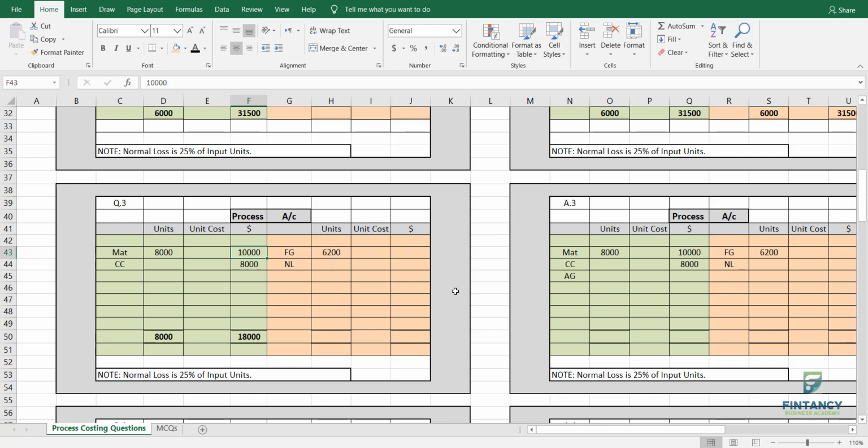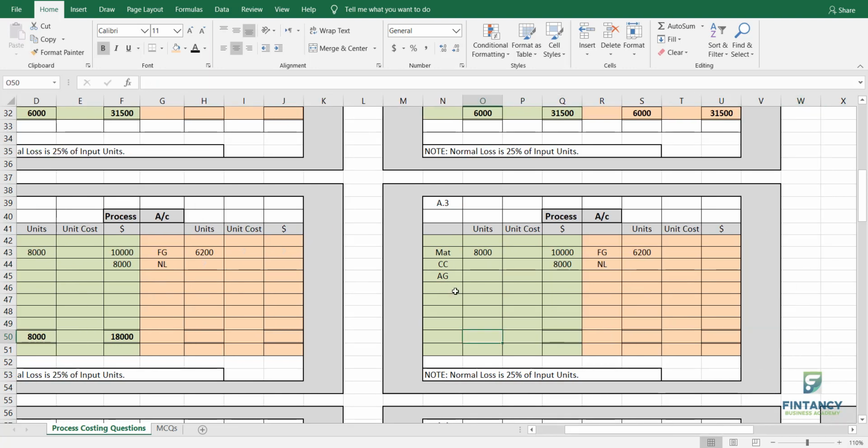The cost is 10,000. See, remember I told you, sometimes they don't say labor and overhead. Sometimes they will say conversion cost. So CC means conversion cost. So they say the conversion cost is 8,000. It means they are trying to tell you that labor and overheads total 8,000. Okay. Finished goods are 6,200 units and normal loss is 25% of input. Let us see how to solve it. First of all, we will total it. This is 8,000. This is 18,000. Right.